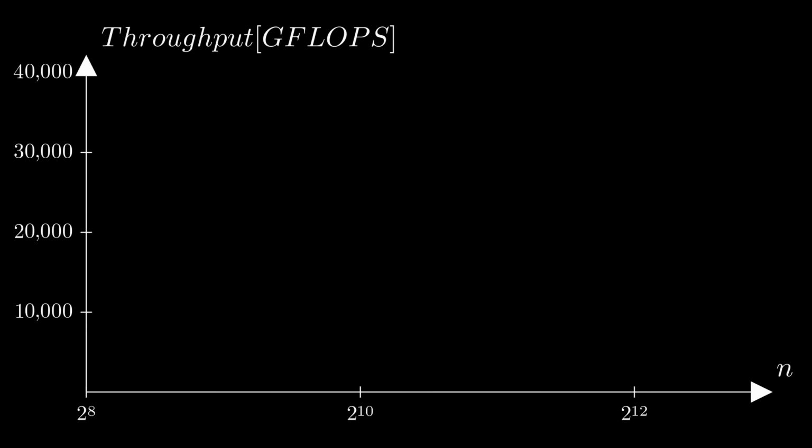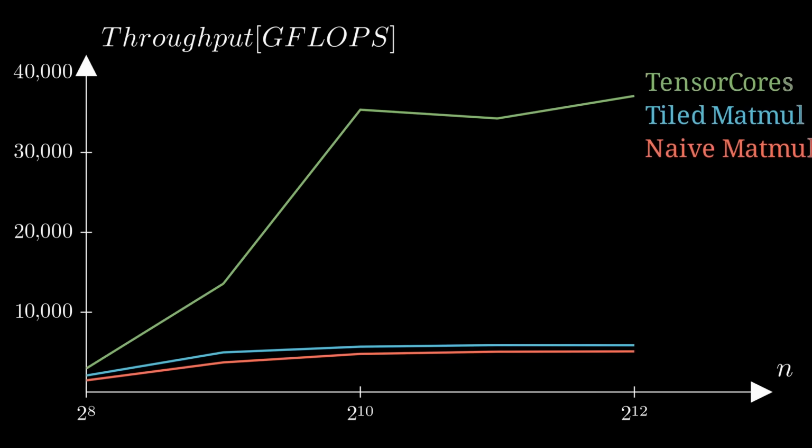If we were to graph the throughput that we are getting with tensor cores, we can see that just by utilizing tensor cores, we are getting an algorithm that's 6 times faster than our tiled kernel that we wrote a while back.